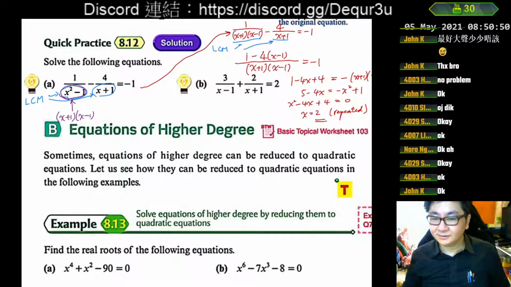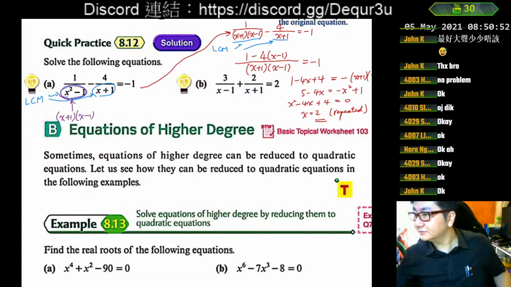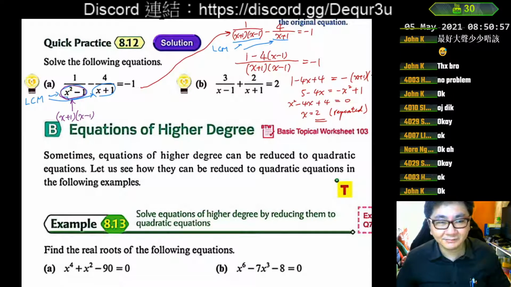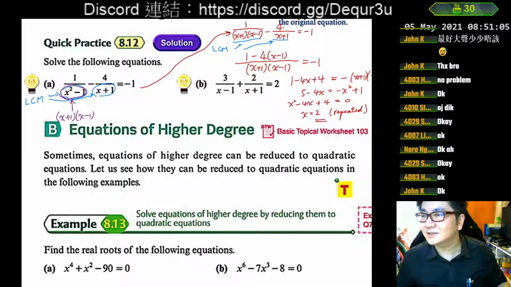Very often, if we are to make it into quadratic, then we will try to recognize some key steps, some key features.